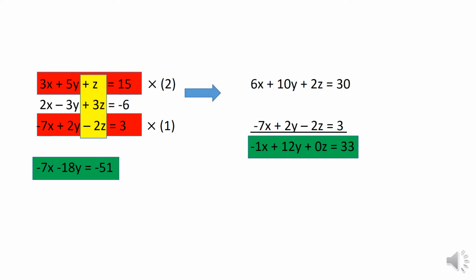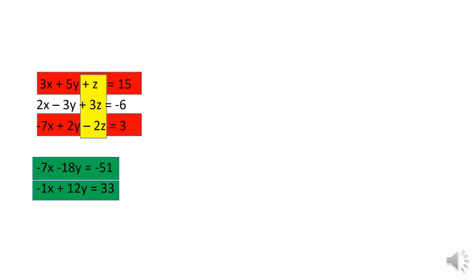All right, so now we have negative 1x plus 12y plus 0z is equal to 33. So 0z, our z's have canceled out, and we now have our second equation. And we can solve for x and y now that we have these two equations. I'm not going to do that in this PowerPoint. I have uploaded onto Canvas another PowerPoint in which I do go step by step solving a system of equations completely.